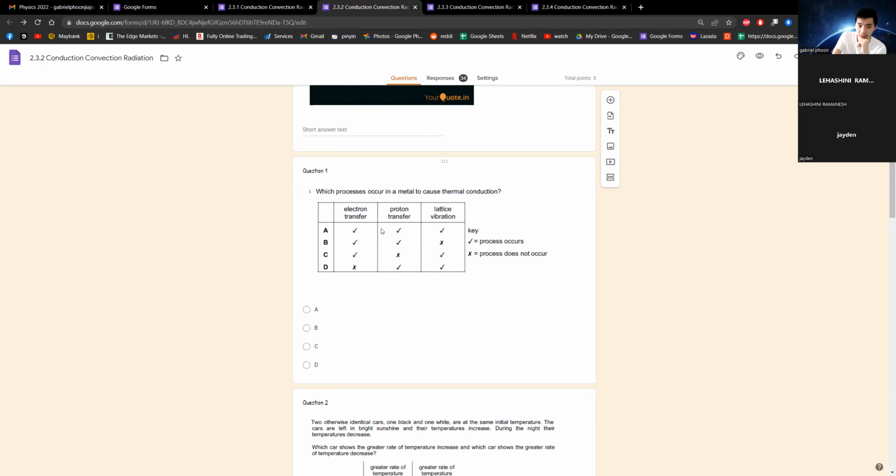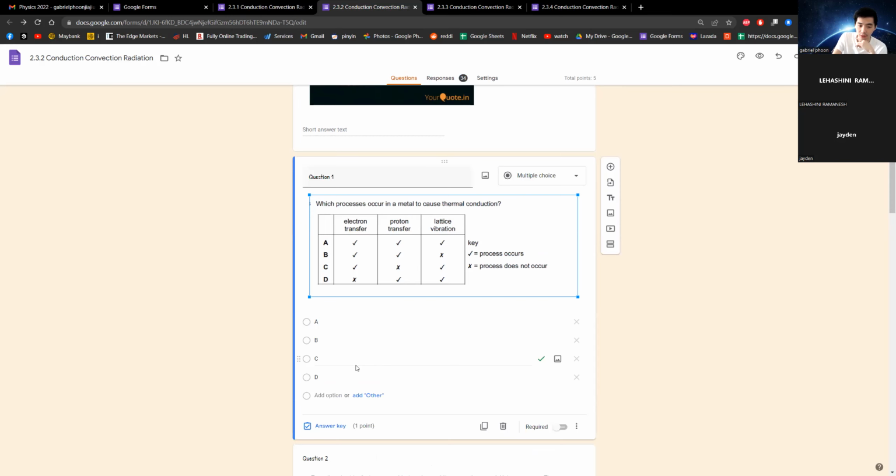So looking at this situation here, electron transfer is essentially free moving electrons. This must be it. Proton transfer, there's no such thing. So this one is for sure not. Lattice vibration is a must, because for conduction to occur, it must vibrate, pass on energy, vibrate, pass on energy. So if I'm not mistaken, C should be the answer for this one. You understand what I'm talking about, Leha? Yeah. All right.